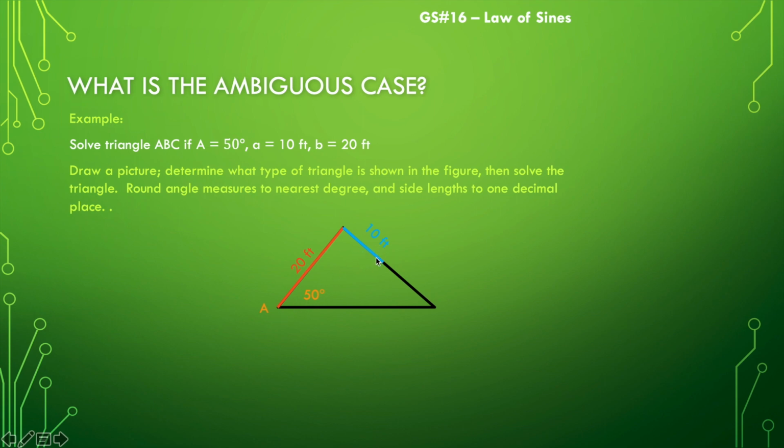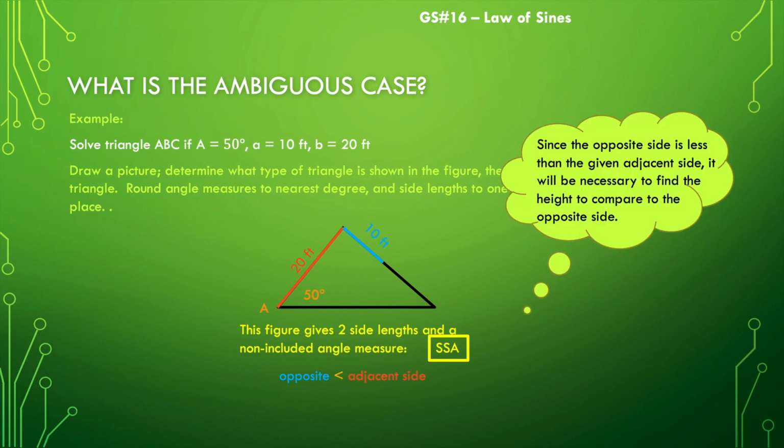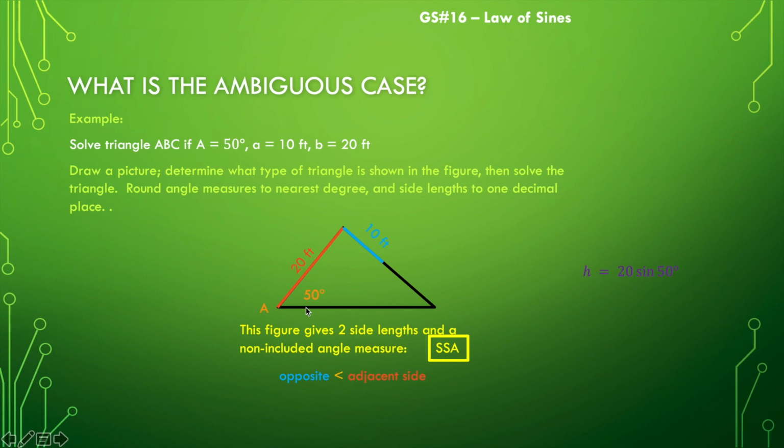Now notice, I still have two sides and a non-included angle, so this is an SSA case. And I am a little concerned because that opposite side is shorter than the adjacent side. I need to know, is it longer or shorter than the height? So I need to do that calculation. I'm going to find the height by multiplying this side length times the sine of angle A. So 20 times the sine of 50 degrees.